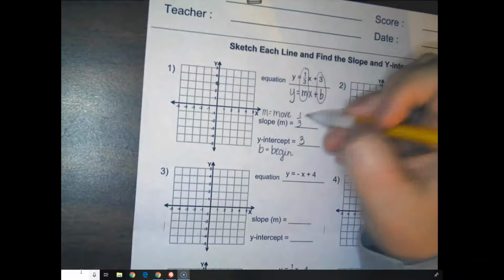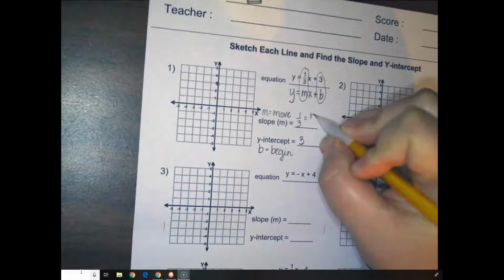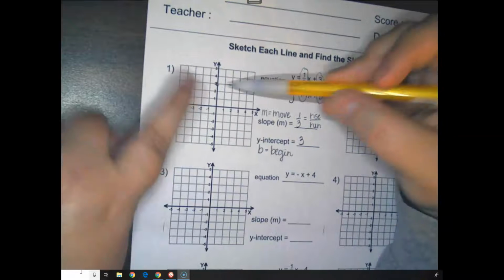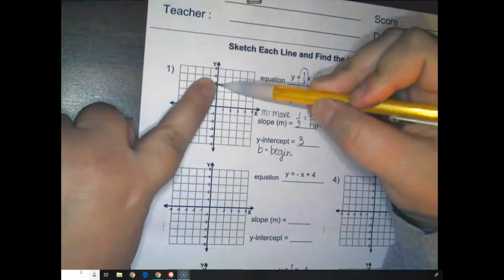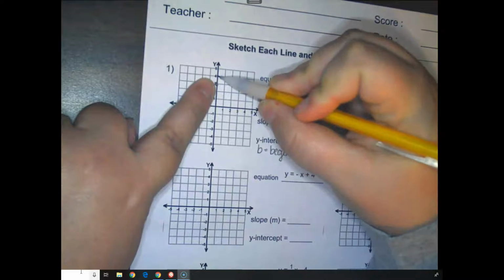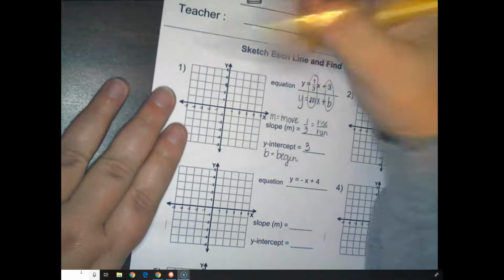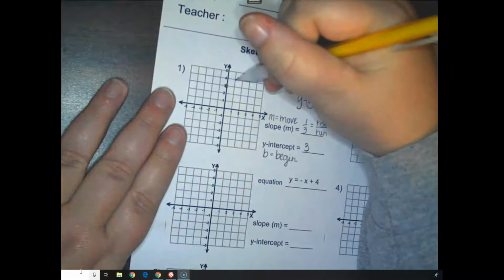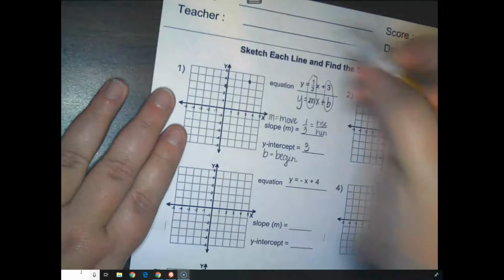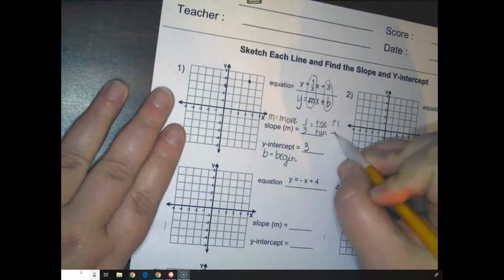From here, we're going to move. So this 1/3, we have to remember, is rise over run. So we're going to start at this point and rise 1 and run 3. So I'm going to rise 1 and run 1, 2, 3 and put a dot. So I went up 1 and right 3.